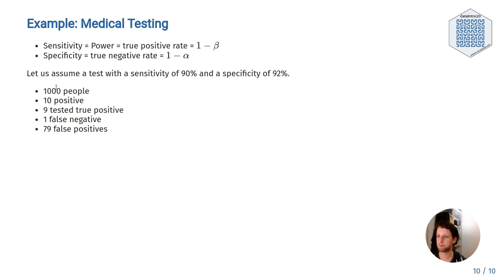So let's say we are picking 1,000 people at random, and in these we have 10 positives. So we have a prevalence of 10%. Of those 10 people, 9 will be tested true positives, and 1 will not be tested positive. The test will say it's negative, so it's a false negative. Of the remaining people that are not positive, 97 will be tested as false positive because there are so many negatives in our sample. Even though we have a relatively high specificity, it will produce a lot of false positives simply because we are testing a lot of negative people.